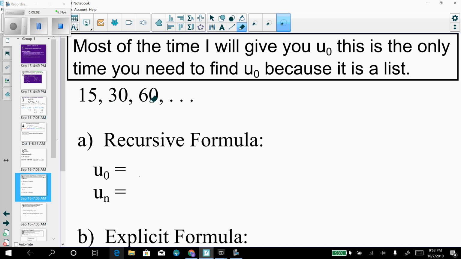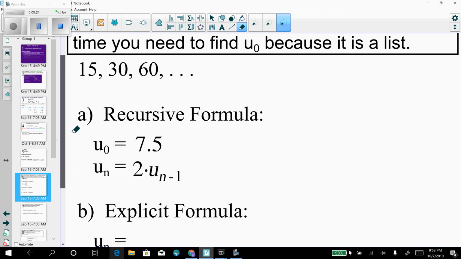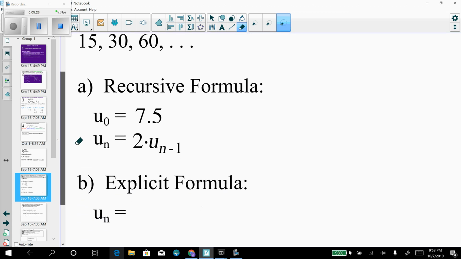Each time it's just doubling. So to get our u sub 0, we're going to go the other way. We're going to divide. So our u sub 0 here is going to be 7.5. And our u sub n is 2 times the previous. So 2 times u sub n minus 1. Take a moment, see if you can figure out what the explicit formula is.